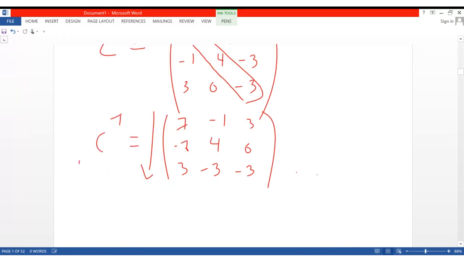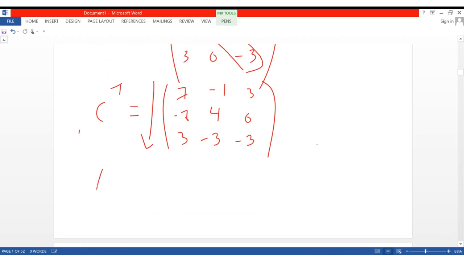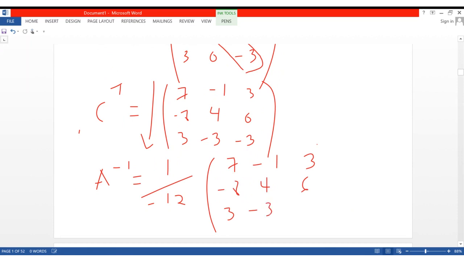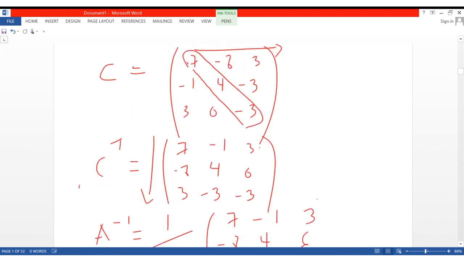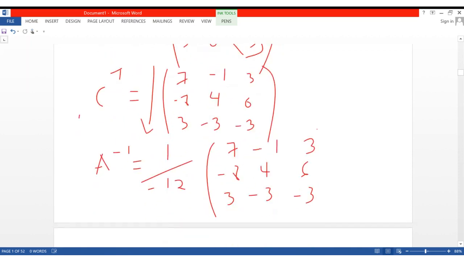So let's get our inverse. Our A inverse is given by one over our determinant, which was negative 12, times the transpose matrix. That is our inverse now. Always remember the determinant. I've transposed, so 3, negative 3, like that. That's what I have for the inverse. Always the reciprocal of the determinant has to be in front.